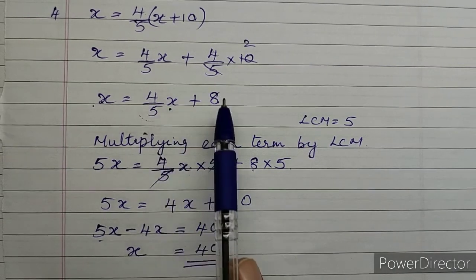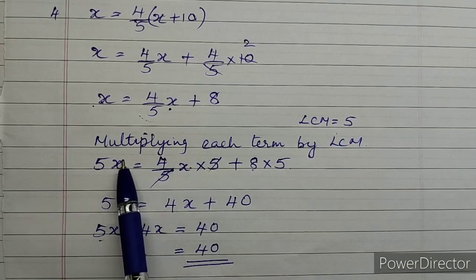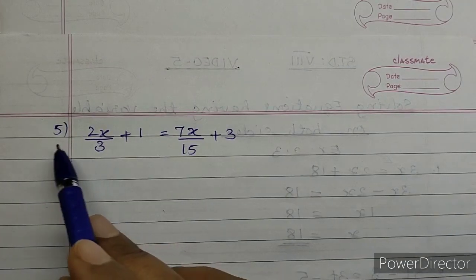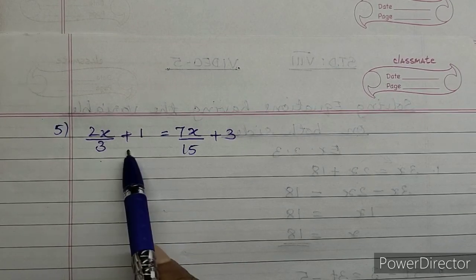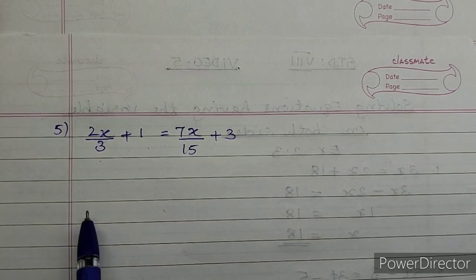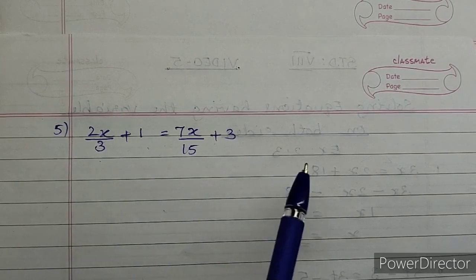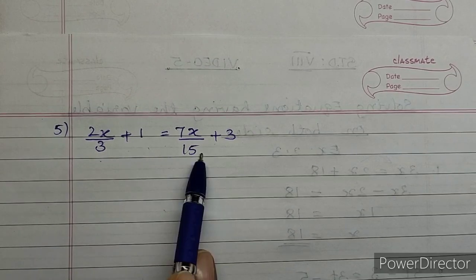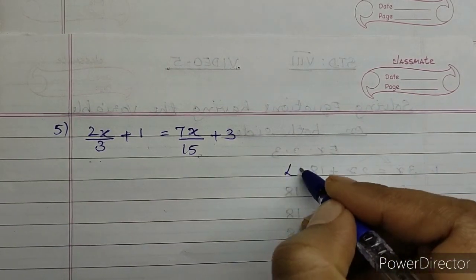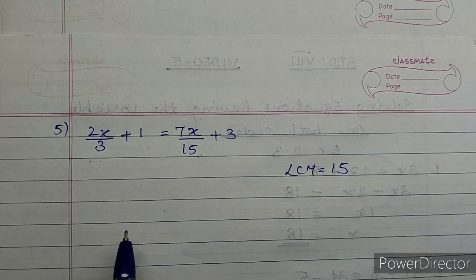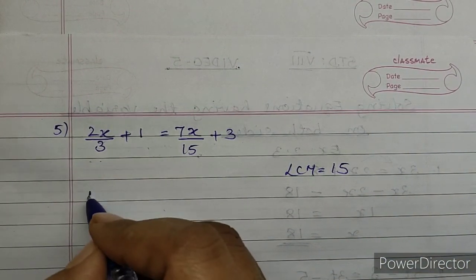So fraction, whenever it comes, you have to take the LCM and multiply each term by the LCM. Next sum. Fifth sum, 2x by 3 plus 1 equals 7x by 15 plus 3. Here there is no bracket, so no opening of brackets. Now just take the denominators, 3 and 15, and find the LCM. So the LCM is 15 itself. Now you have to multiply each term by 15.